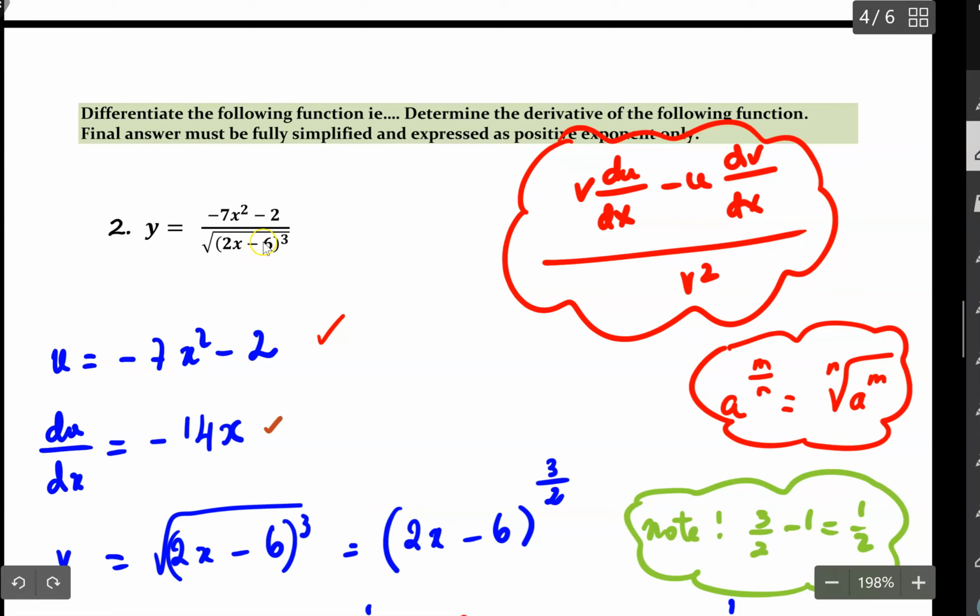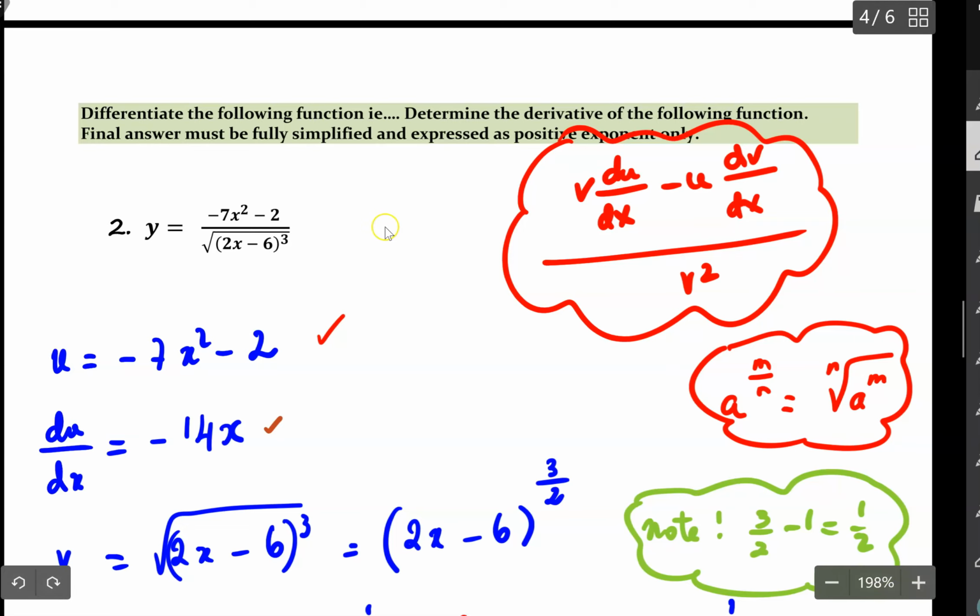So in this function, we have minus 7x squared minus 2 divided by the square root of 2x minus 6, all of it to the exponent 3. And I repeat myself that in the previous video, I mentioned that many of us want to convert this: you can raise this denominator to a negative exponent, then you can use the product rule. However, I do feel that it will make things a bit more complicated.